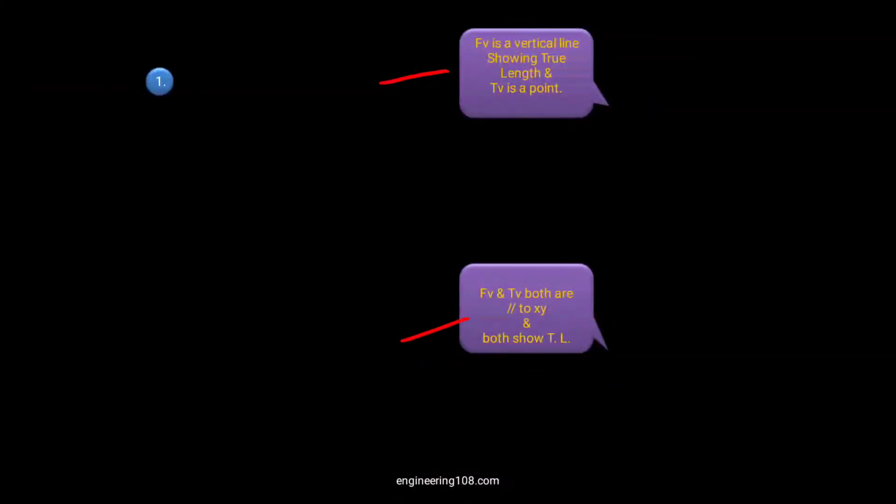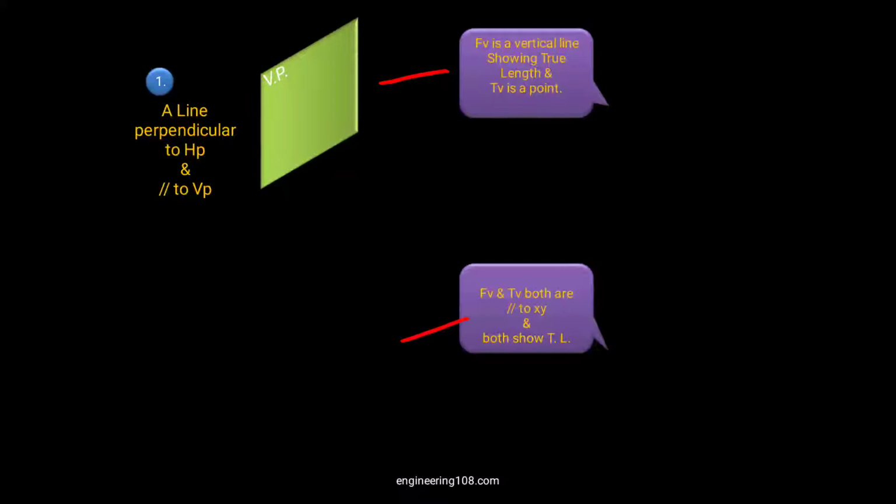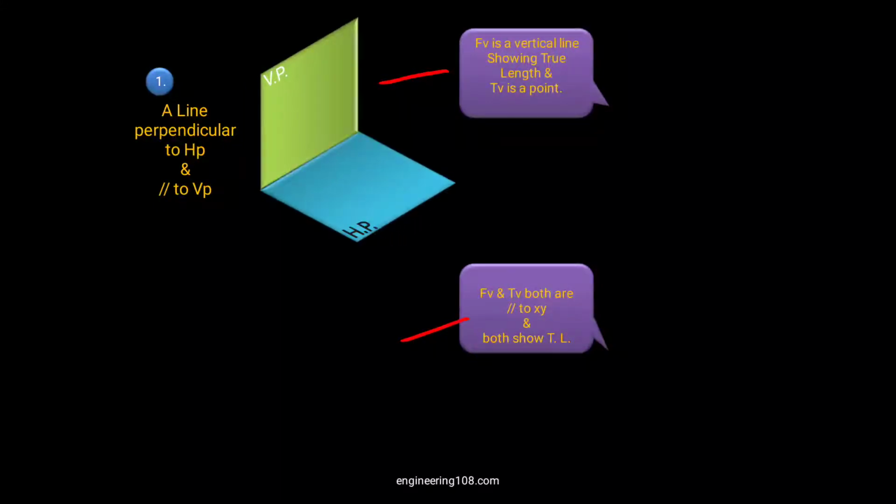Let us observe here. First case, a line perpendicular to HP and parallel to VP. Here the green color is the VP, the vertical plane, and the blue color is the horizontal plane. What condition is given? A line perpendicular to HP and parallel to VP. This is the XY line where HP and VP meet. Here is the red color line, named capital A and B.